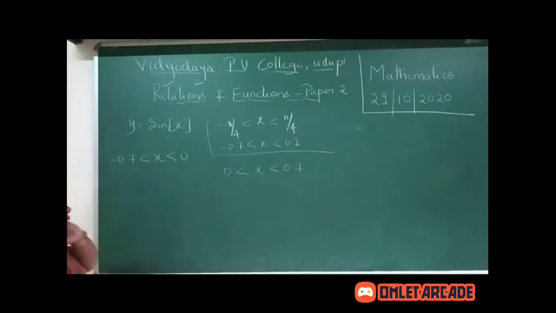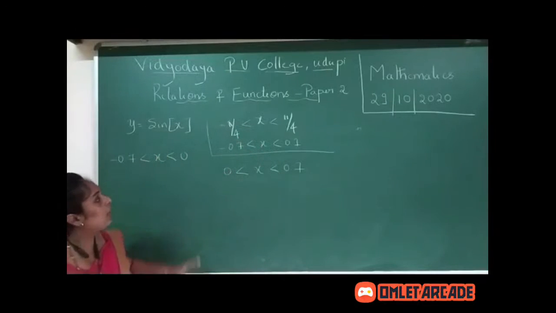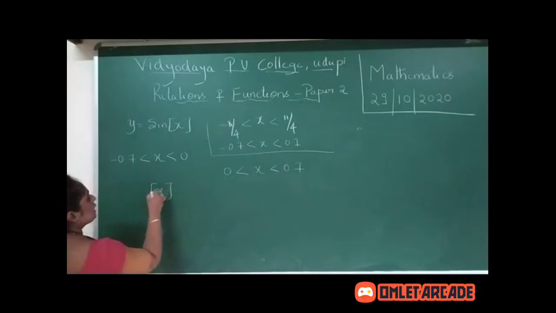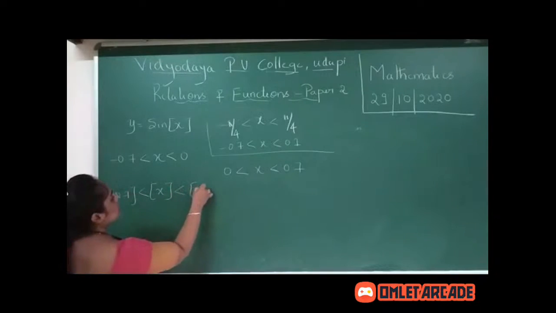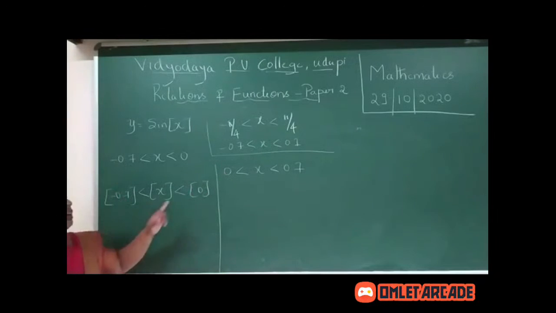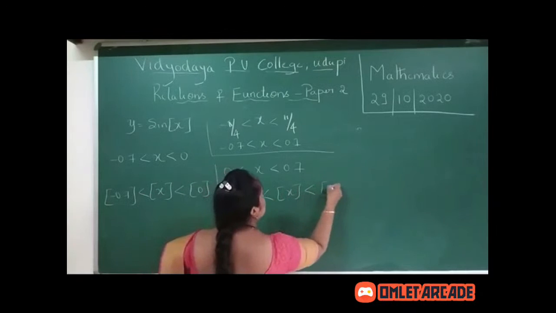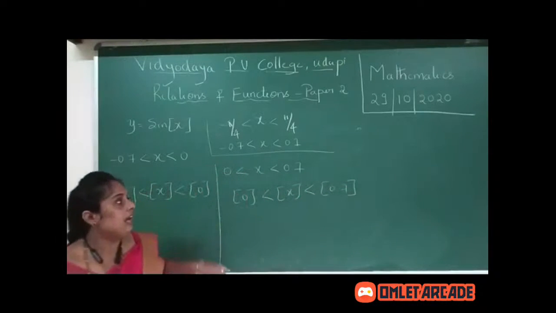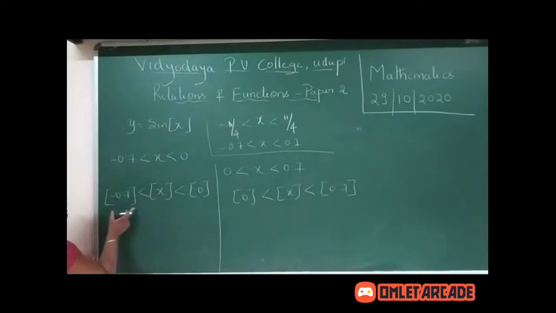Now look here. The range is given for x, but I want it for greatest integer x. So I'll put greatest integer on this one: greatest integer of minus 0.7 is less than greatest integer x, less than greatest integer of 0. Here also, greatest integer 0 is less than greatest integer x, less than greatest integer 0.7. I had x, but I want greatest integer x.